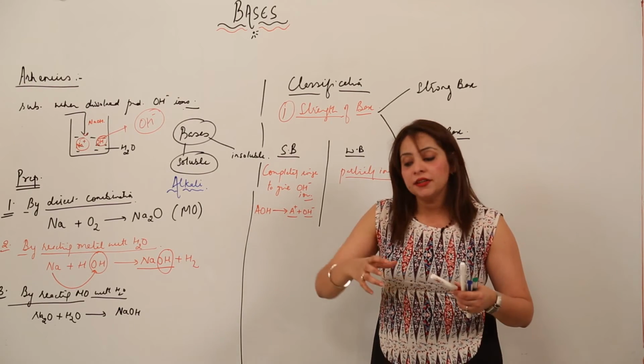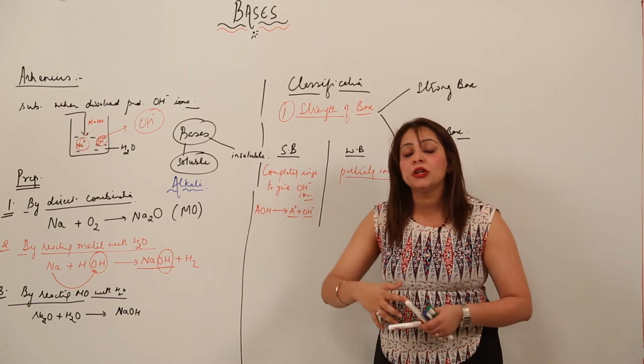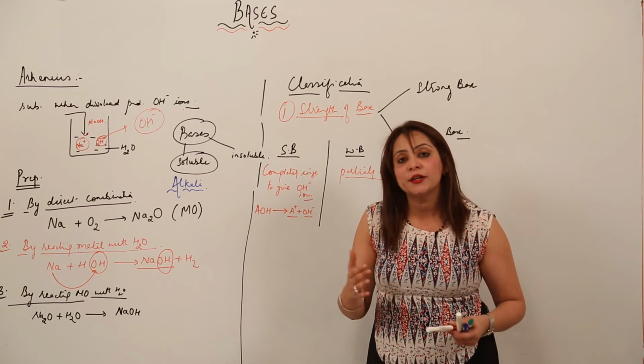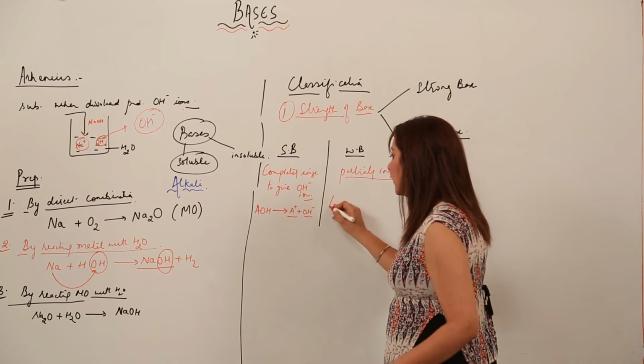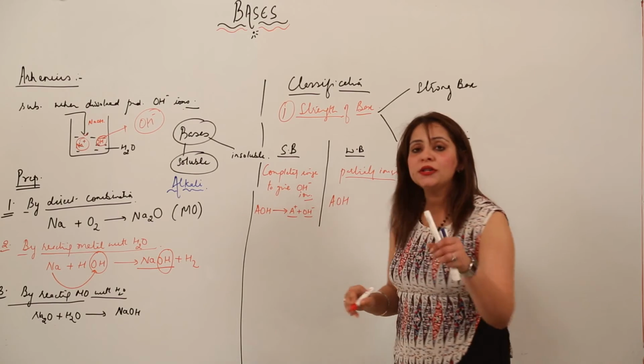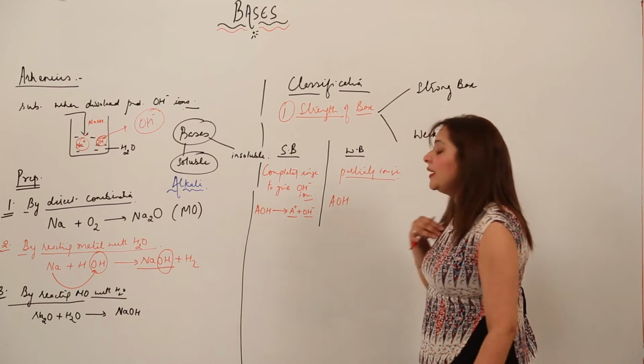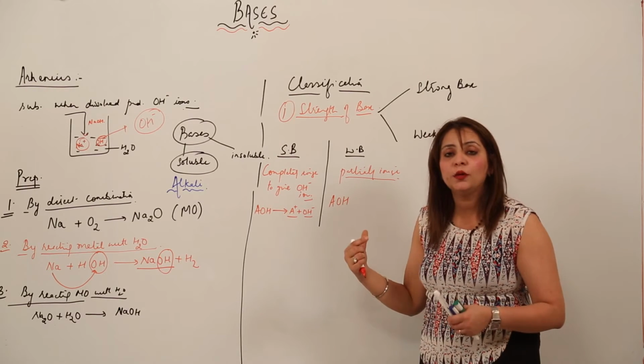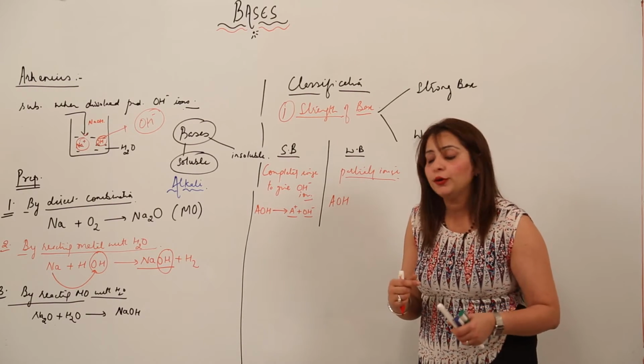That means it does break, but it doesn't break completely. It just partially dissociates to produce hydroxide ions. Suppose, again, I'm taking a general example. Suppose I have a base that is AOH. If I say that it acts as a weak base, then what is happening to it, or what kind of ions is it forming when it is dissolved in water?